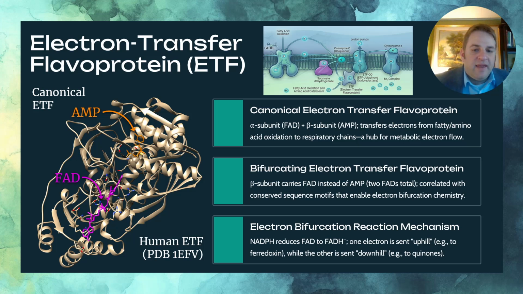transformed. Now, in addition to the canonical electron transfer flavoprotein, which, as the name suggests, just transfers electrons, there's something called a bifurcating electron transfer flavoprotein.